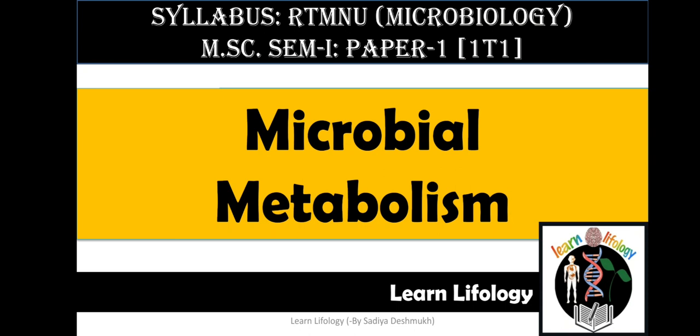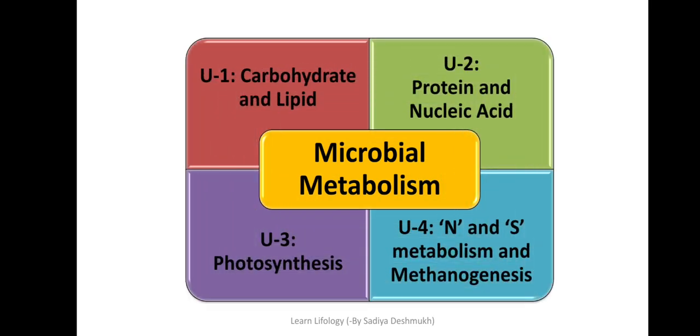in the video. Then after that, you will also get the reference book at the end of the video, so see the video till the end. So here in this paper, in microbial metabolism, we are having 4 units, as in the other papers also we are having 4 units for all the papers. So first is carbohydrate and lipid, second is protein and nucleic acid, third one is photosynthesis, and fourth one is nitrogen and sulfur metabolism and methanogenesis.